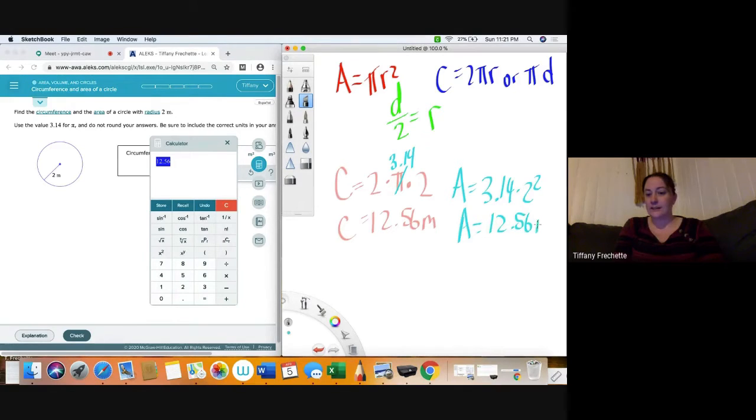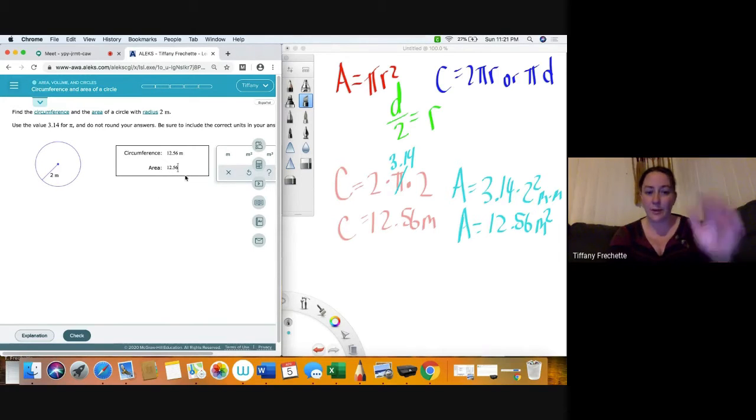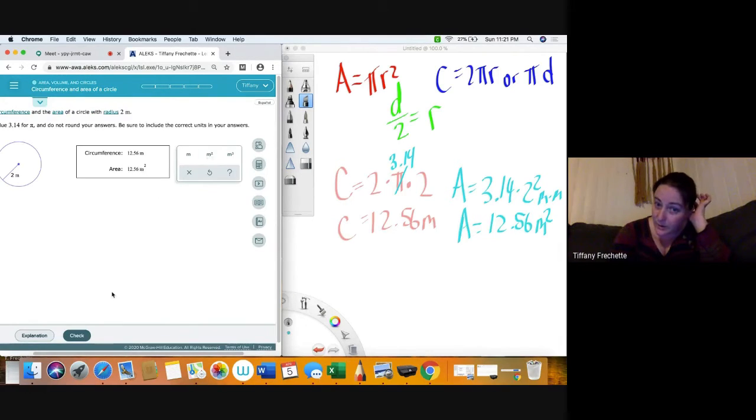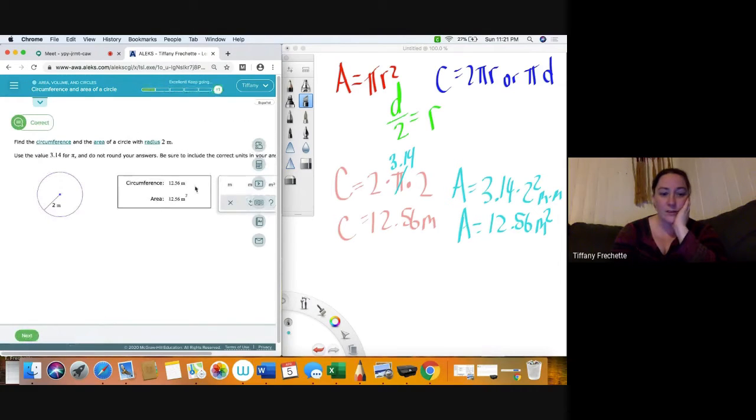6, and this is meters squared. Remember, each one of these 2's has a meter, so it's meter times meter, which is meters squared. All right, so we are going to go ahead and type this in. So we got 12.56 meters, and 12.56 meters squared. So that's interesting. We got 12.56 for both. Check.